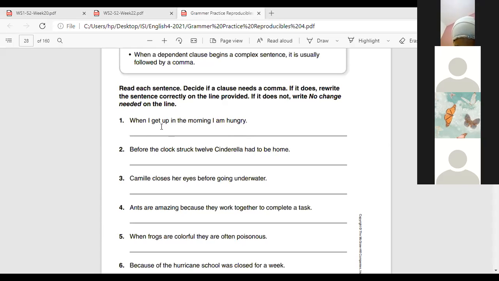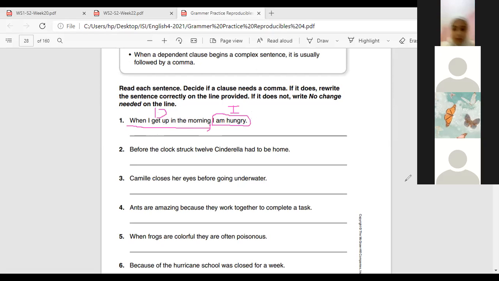Example number 1. When I get up in the morning, I am hungry. Okay, notice here. I am hungry makes an independent clause. When I get up in the morning makes a dependent clause. So you see, this is dependent and this is independent. I started with the dependent clause. So what must I do? At the end of the dependent clause, I must add a comma here. So the sentence needs a comma after the dependent clause. This is extra information for you to know how to punctuate the sentences, because later in writing, you will have more grades on punctuation, okay?